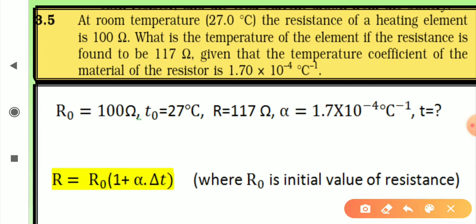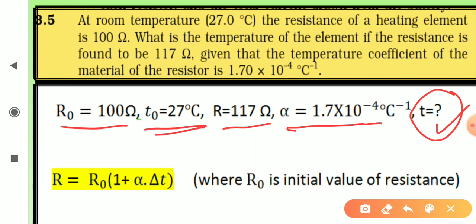Okay, see. So at initial temperature 27 degrees Celsius, the resistance is given to be 100 ohm, and later on heating, resistance is becoming 117 ohm. The temperature coefficient is given to be this much, 1.7 × 10^-4 per degree Celsius. You have to find out the final temperature. See, look at the question. What is the temperature? So final temperature you have to find out. Now you know this relation. R is equal to R naught into 1 plus alpha delta T, where R naught is initial value of resistance, right?